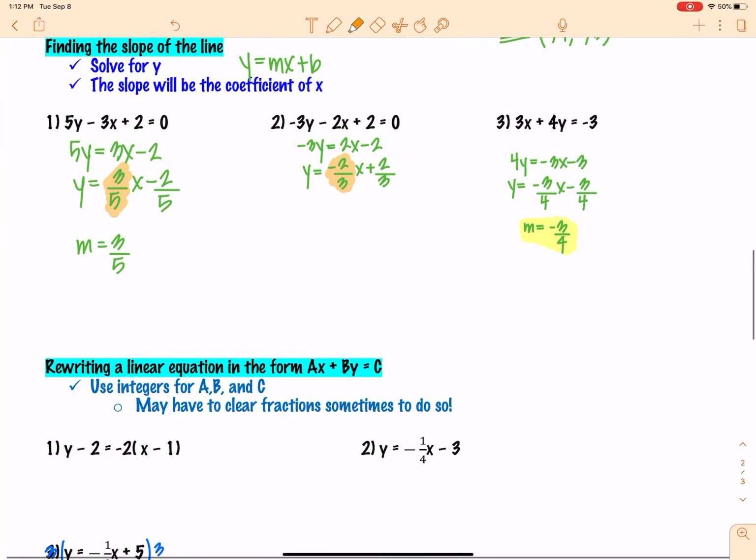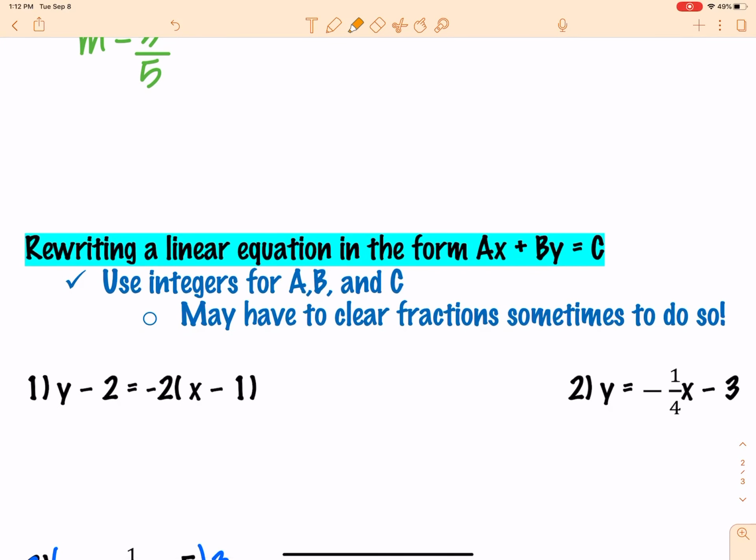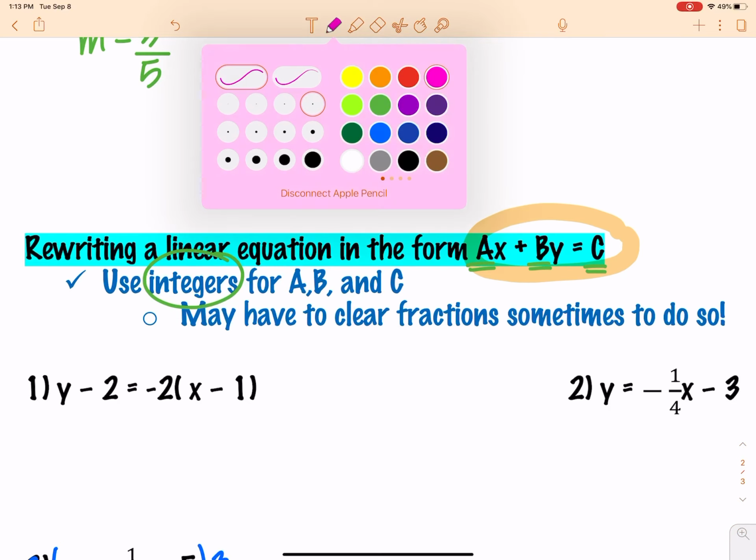All right, moving on to rewriting a linear equation in standard form. So remember, this is called standard form. You have your ax plus by equals c from last notes. So all you have to do is make sure it looks like that. You bring the x and the y over to one side and put the constant on the other side. And sometimes if you have fractions, like we can see in number 2, you're going to need to clear fractions. We need a, b, and c to all be integers, meaning they're all whole numbers, so we cannot have any fractions in our answer.